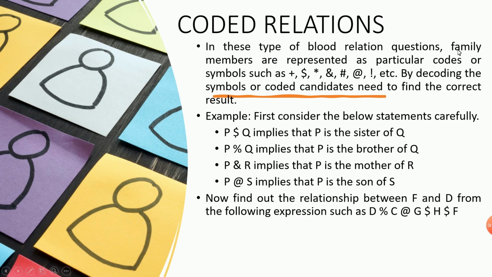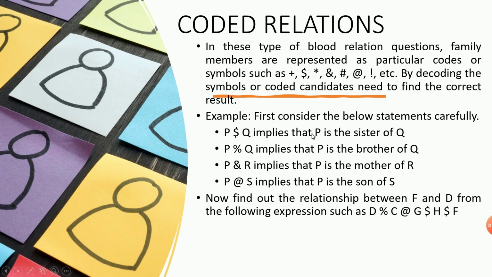In this type of blood relation questions, family members are represented as particular codes or symbols such as plus, minus, anything they will give. So first we have to decode the symbols and then find the result. The examples and conditions will be given, so first consider the below statements carefully. $Q implies that P is the sister of Q. Look carefully, the first letter P is the sister of Q. For the first two statements, Q is the sister of P and P is the sister of Q, both are right. Since no gender is given, this could be male also. So when reversing there might be an error. So please follow the condition correctly.